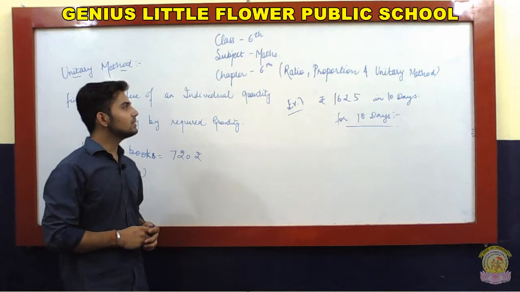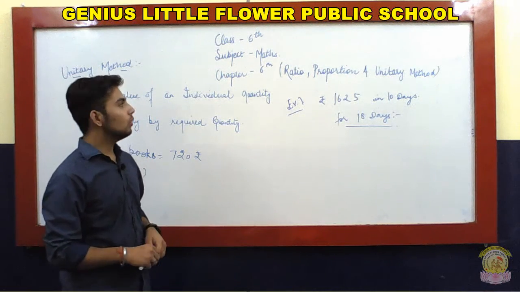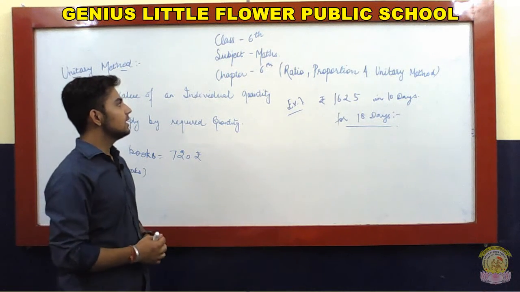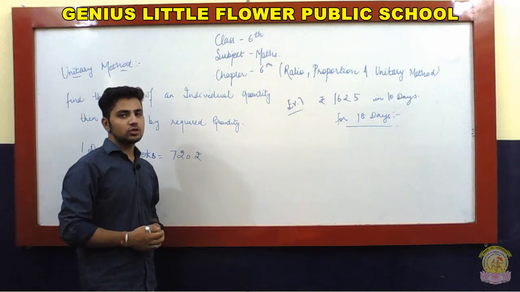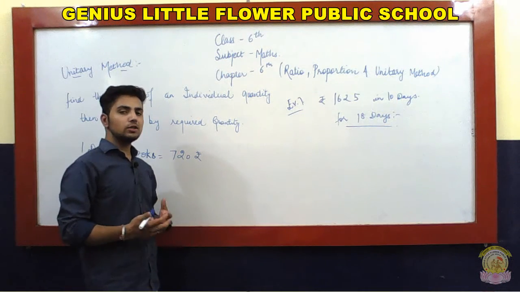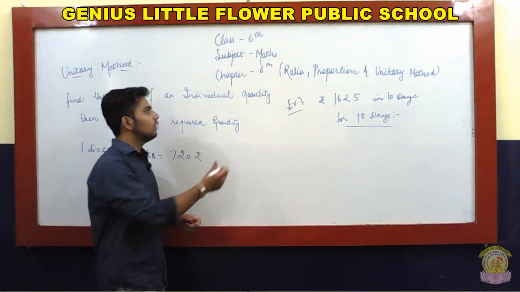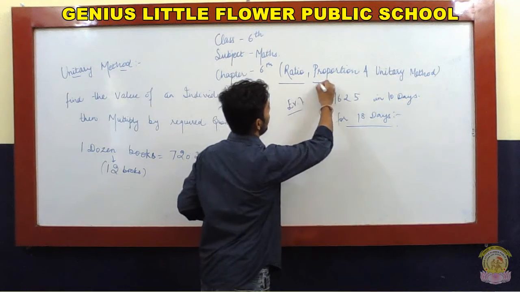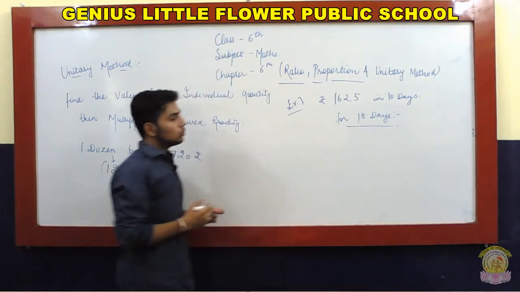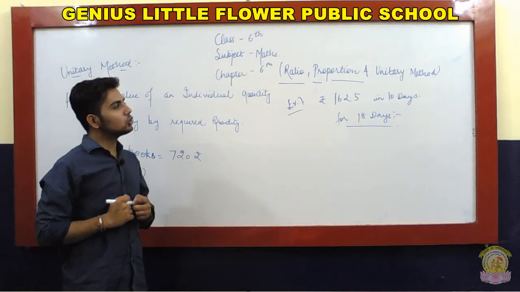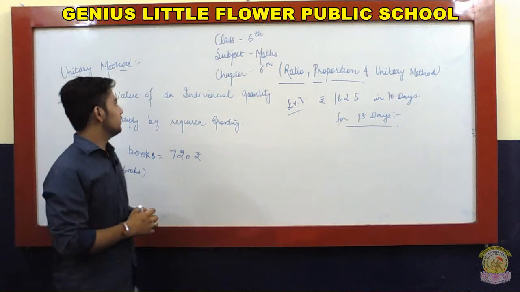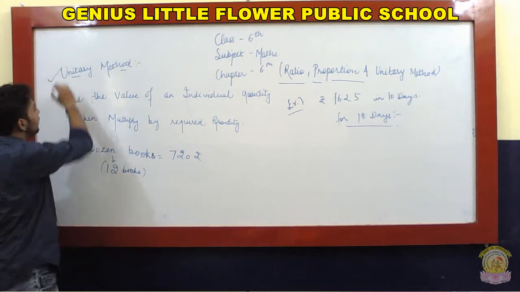So welcome back students. Now we are going to continue our chapter, which is chapter number 6, ratio, proportion and unitary methods. In our previous two lectures we have covered ratio and proportion. So today we are going to continue with our next topic, which is unitary method, right? So here we have written a unitary method.